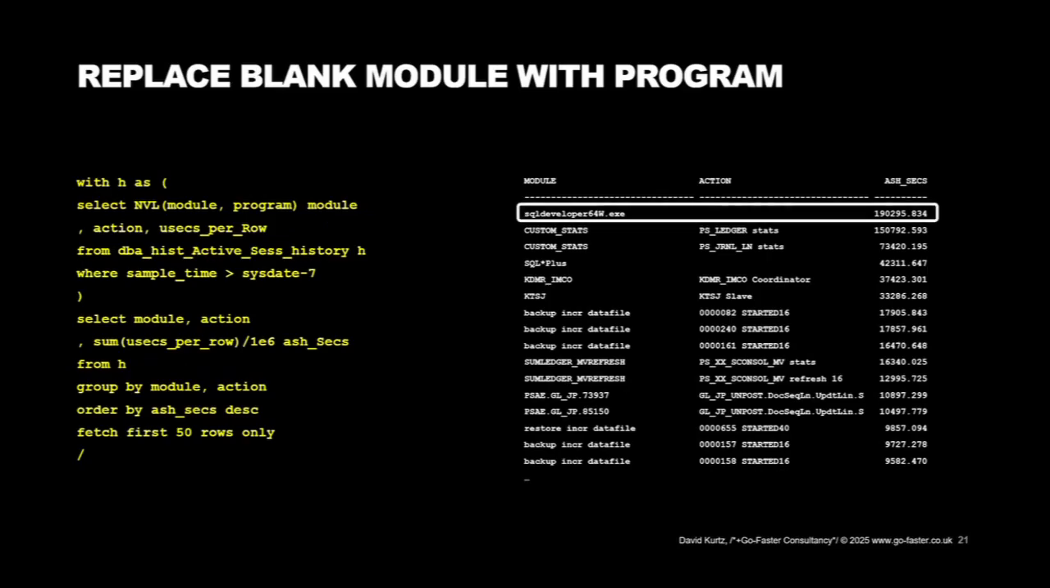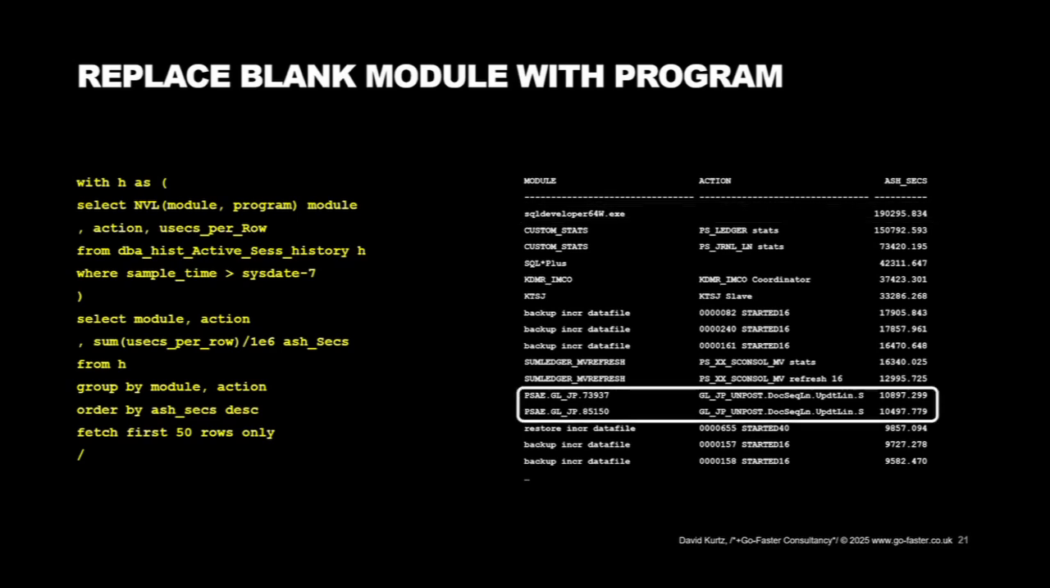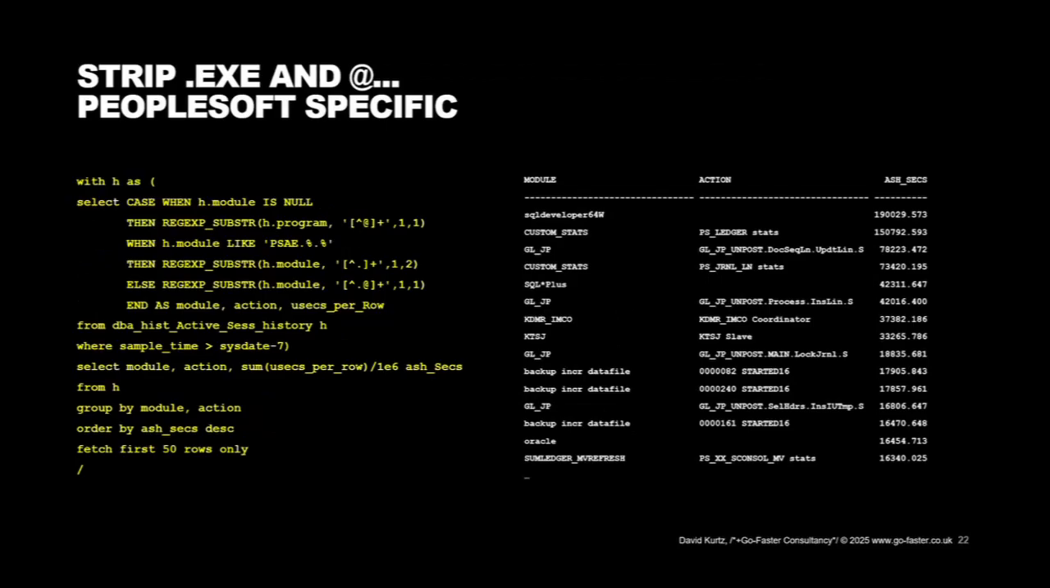And then the next thing is I'm going to strip out this exe, and that number off. Those 2 lines are actually 2 instances of the same process. They're actually on the same step because the step name is the action, so it tells me where in the program I am. But actually, because they're the same code, I'm going to lump them together. So I'm going to strip those numbers out after GLJP. And I can do that with this case statement and the regular expression substrings.